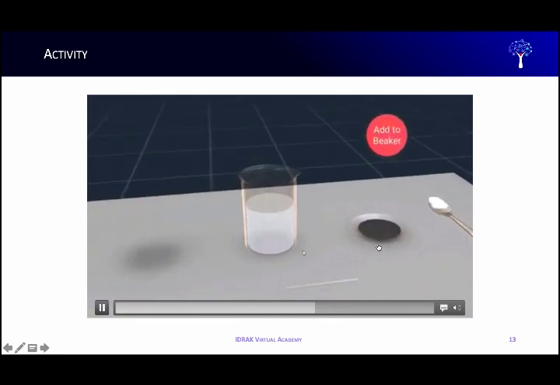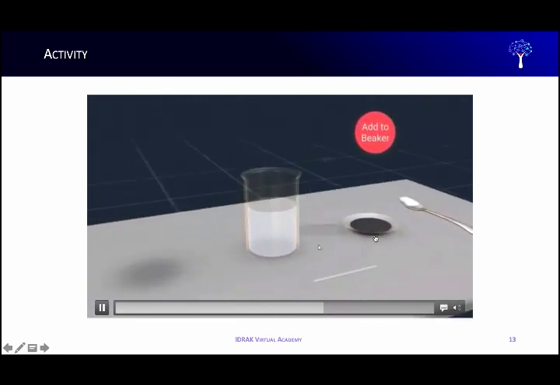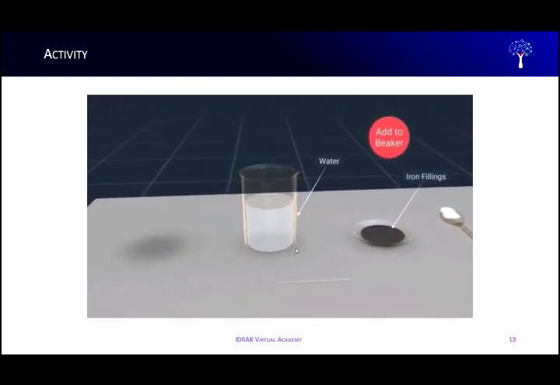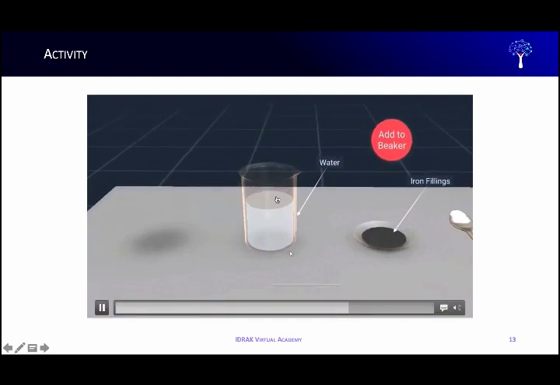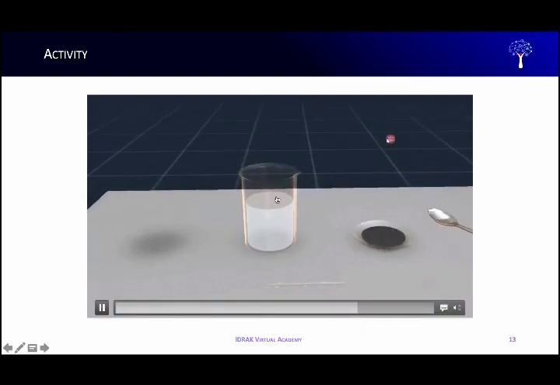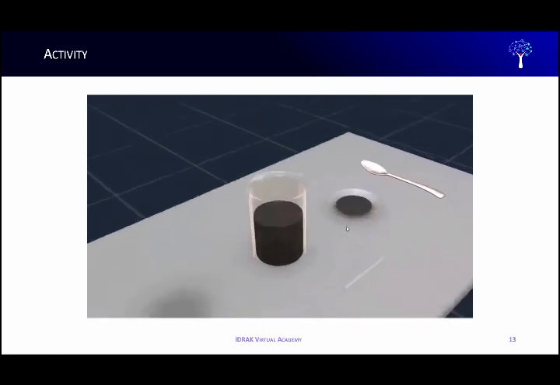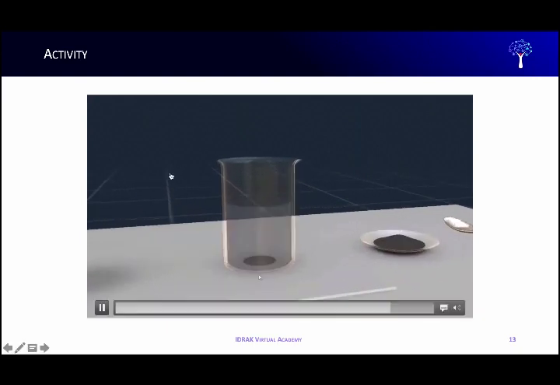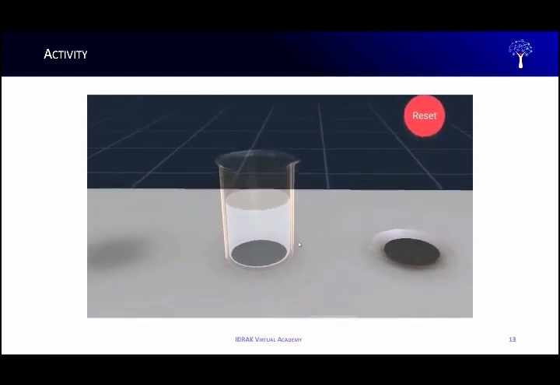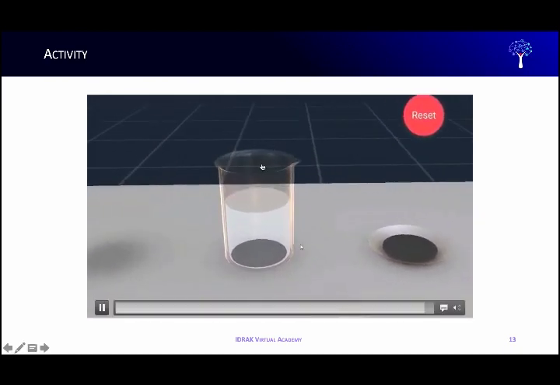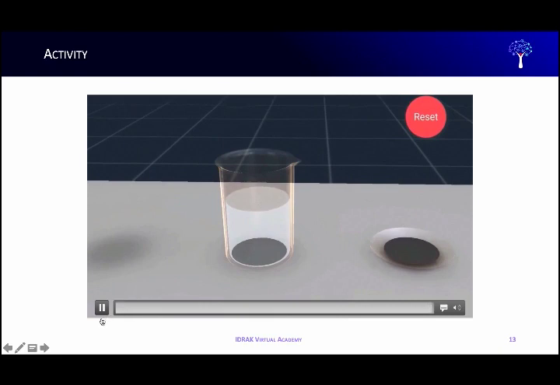Now, if we add iron filings, which are small pieces of iron in powdered form, to the beaker of water, we can see how when we stir it, the parts get distributed, but then if we leave it for a while, the parts will settle at the bottom. And this shows that this is, of course, not a uniform composition, and this is not a solution. This is a heterogeneous mixture.